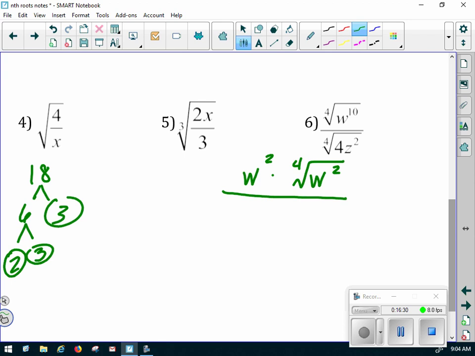Please don't make that look like w to the 24th. Please make sure that you have those with a dot between them so you can tell that they're separate.